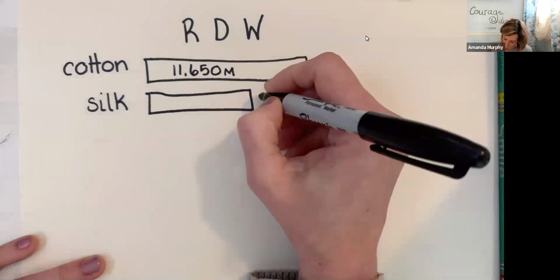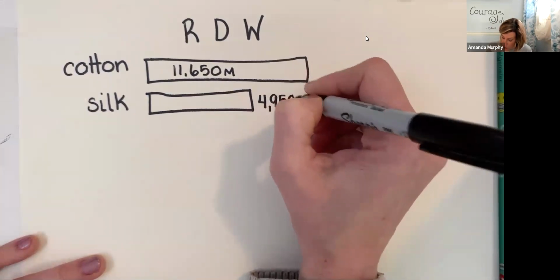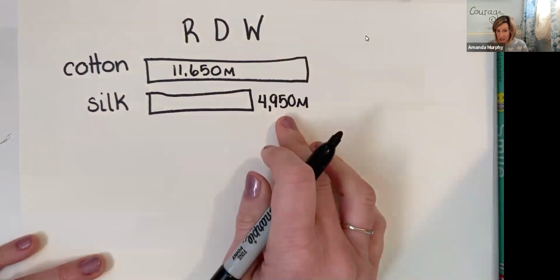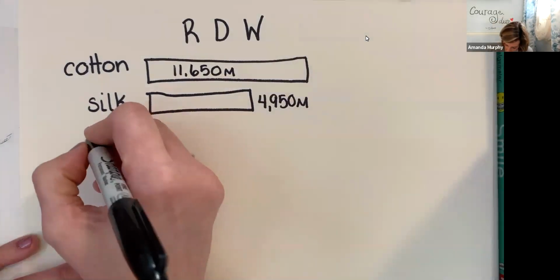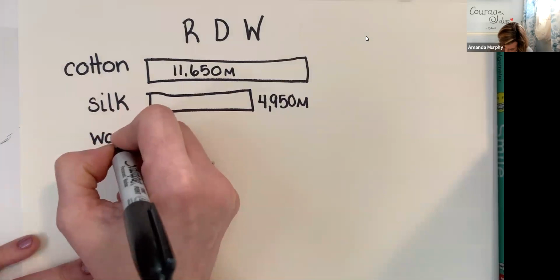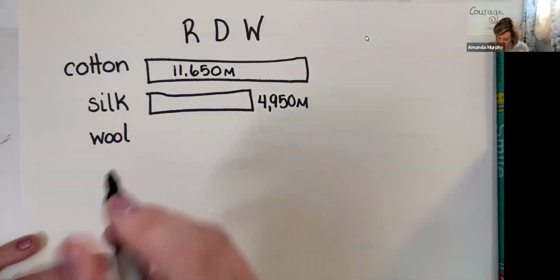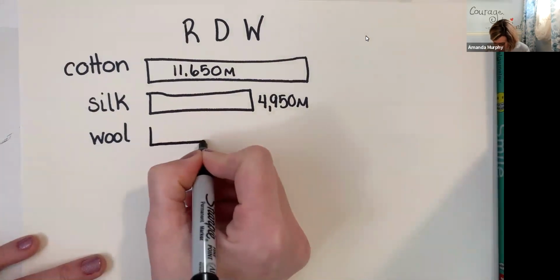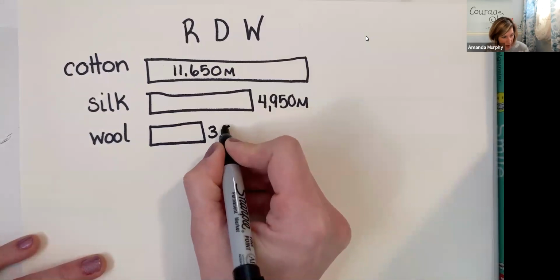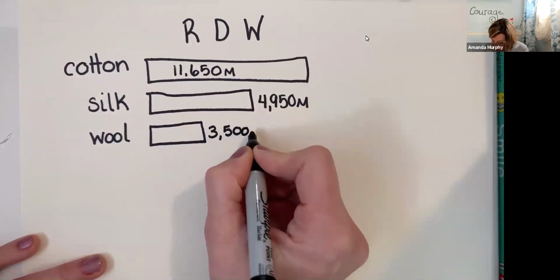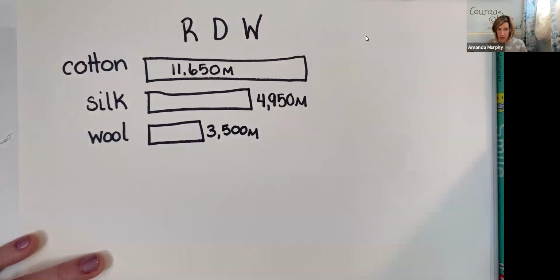Right, that there was 4,950 meters less of silk than cotton. I also know the factory used wool. Again, I don't know how much wool was used, but I was given a great clue. What clue was that? That there was 3,500 meters less of wool than silk.